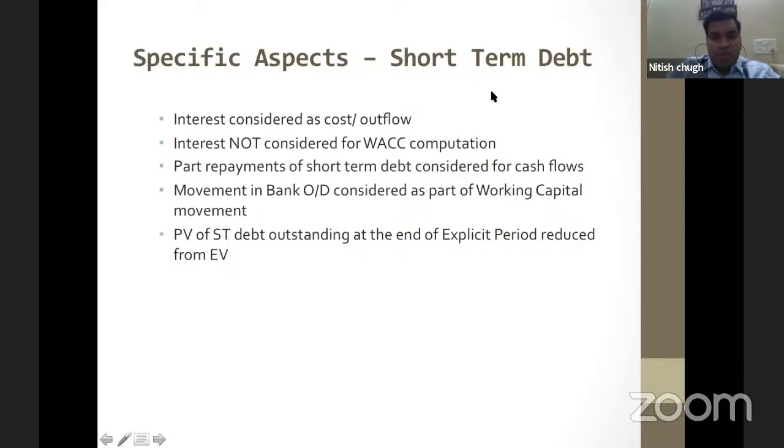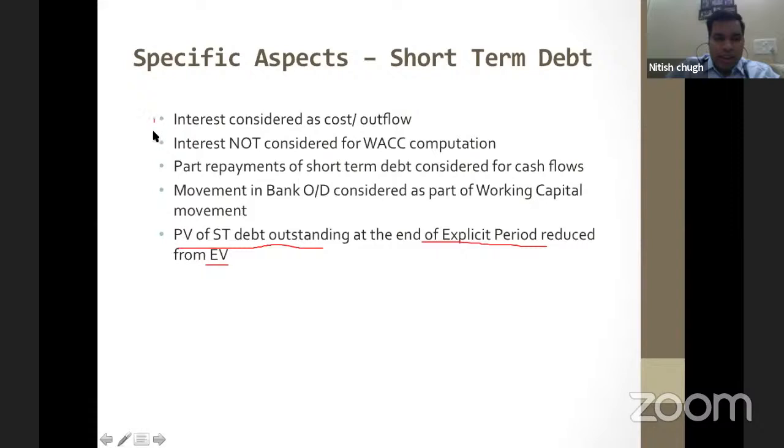The next is the short-term debt adjustment. Relating to short-term debt, interest is considered as cash outflow or cost. Interest is not considered for the computation of weighted average cost of capital relating to short-term debt. Part payment is considered for cash flow purposes. It is included in the working capital requirement. Similarly, movement in OD is considered as part of working capital movement. And present value of short-term debt outstanding at the end of explicit period is reduced from the EV.